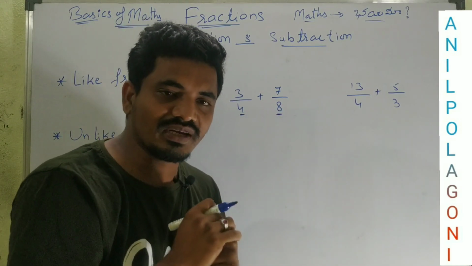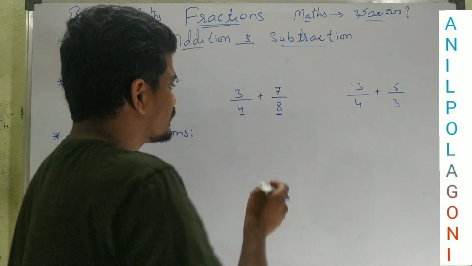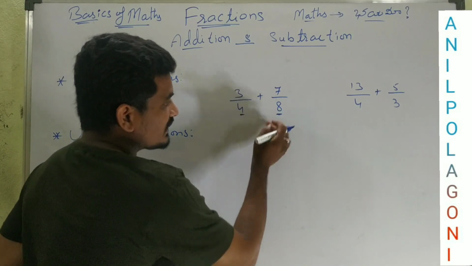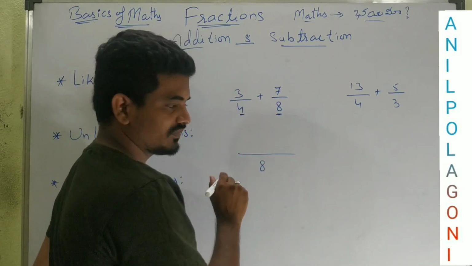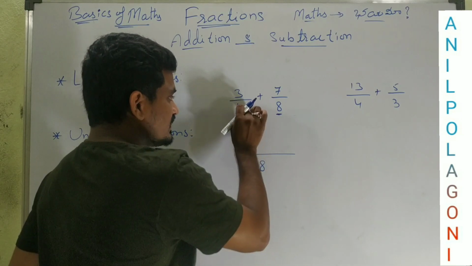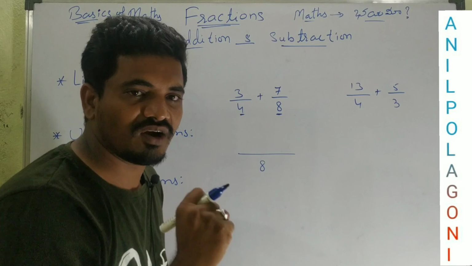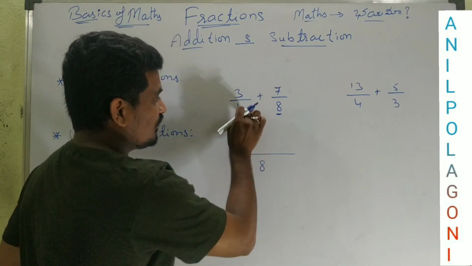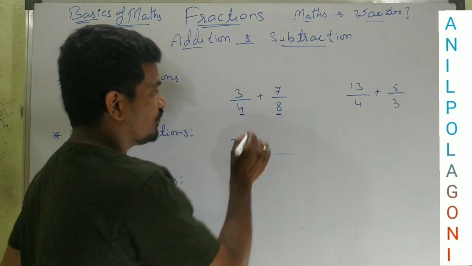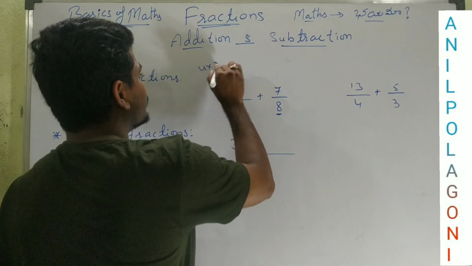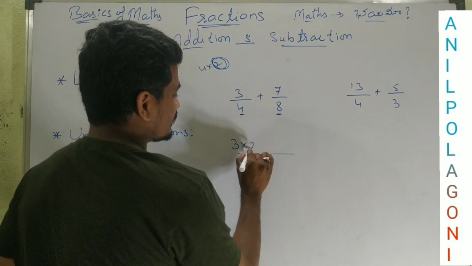What is meant by 8 being a multiple? 8 is there in the 4 table. So in these two numbers, which is the greater number? 8 is the greater number. And in the 4 table, it comes in how many times? We know it comes in 2 times. So we have to take care of these two.